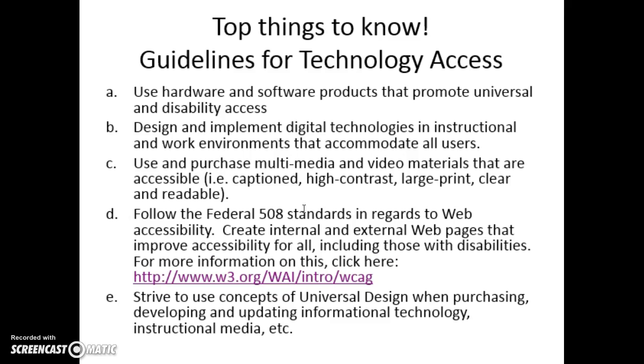Related, guidelines for technology access. Make sure we use hardware and software products that promote universal design and disability access. Design and implement digital technologies in instructional and work environments that accommodate all users. Use and purchase multimedia and video materials that are accessible, that they're captioned, they have high contrast, they're large print, they're clear and readable. Follow the federal 508 standards in regards to web accessibility.